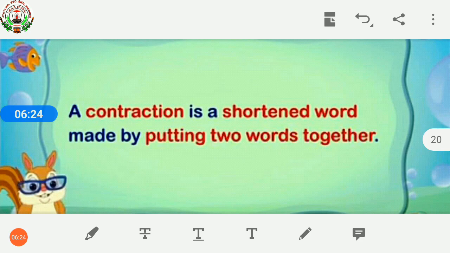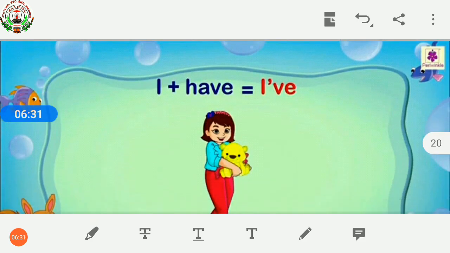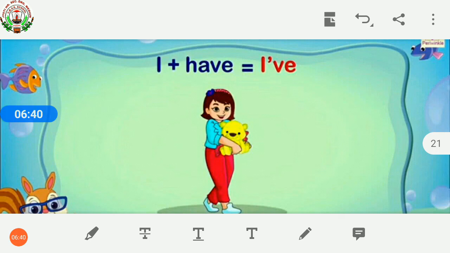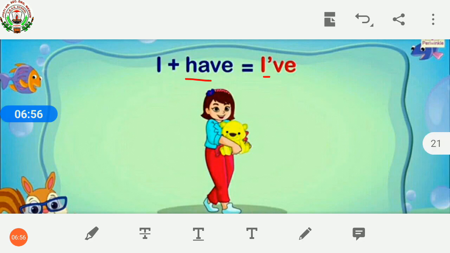They are formed after replacing letters and joining them using the apostrophe. So let us understand this with some example. See here, I plus have. Two words are there, I plus have. So here apostrophe has been added to shorten the word I have and to form a new word, that is I've. So HA has been replaced by apostrophe here to form a new word, short word, that is I've.